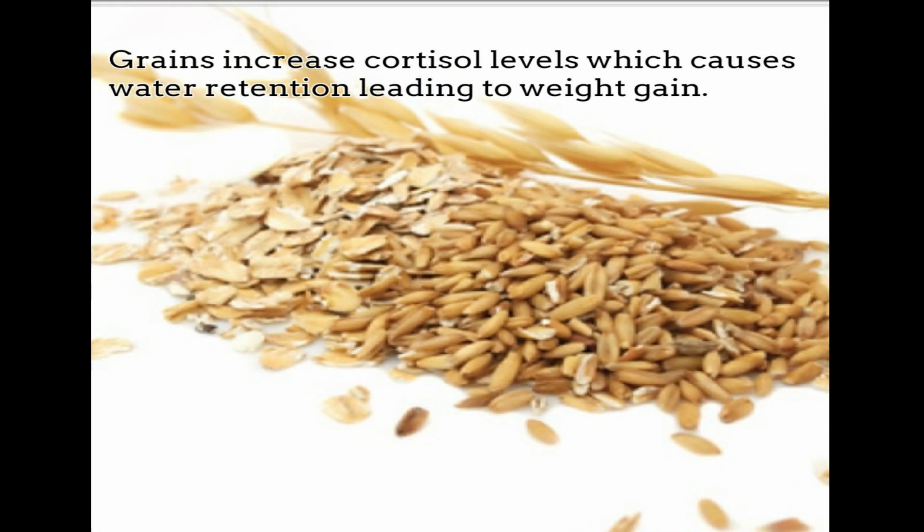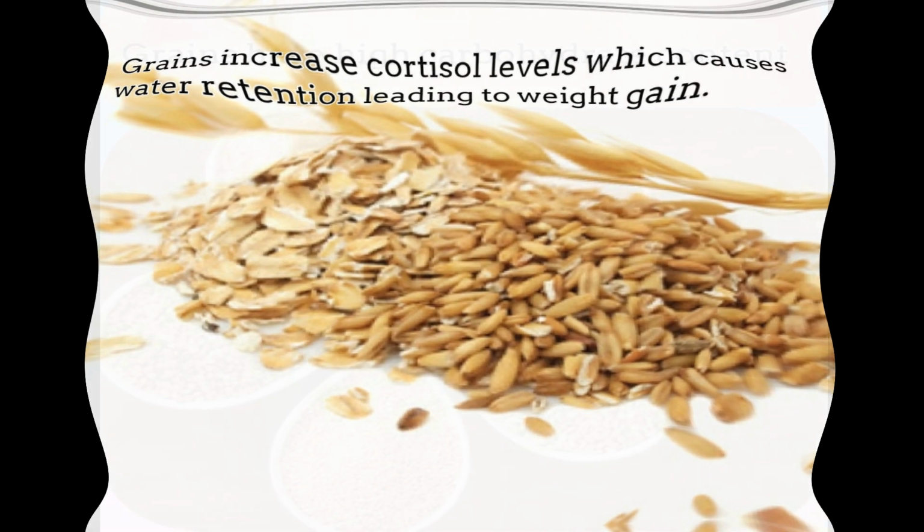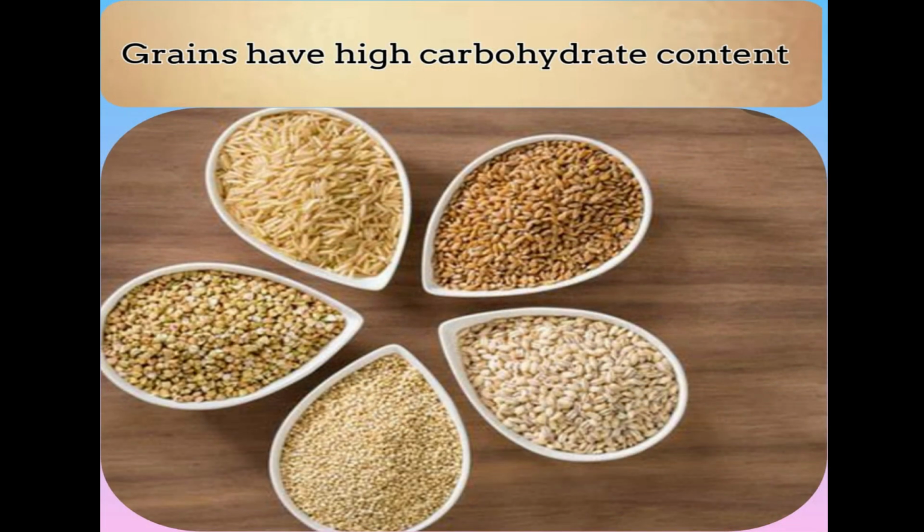Eating grains creates constant inflammation, which elevates cortisol. Cortisol creates weight gain as it causes water retention. It's better to cut off the food that promotes inflammation. Apart from gluten in grains, grains have very high carbohydrate content, especially grains like wheat, which has a greater insulin response than sugar.